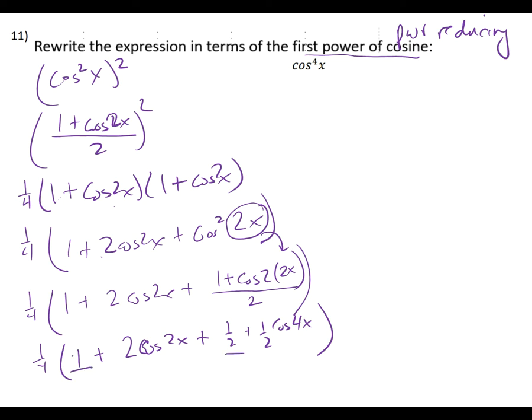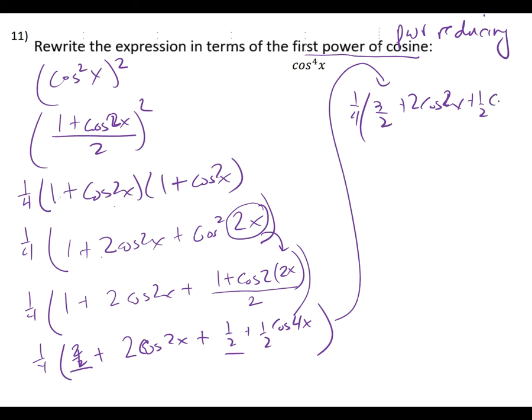Okay. So what can I make the 1 instead of 1? 2 over 2. Okay. So 2 over 2 plus 1 over 2 is 3 over 2, plus 2 cosine 2x plus 1/2 cosine 4x. Again, another perfectly good answer. Right? The problem is, for some reason, multiple choice test writers will not just leave it like that.